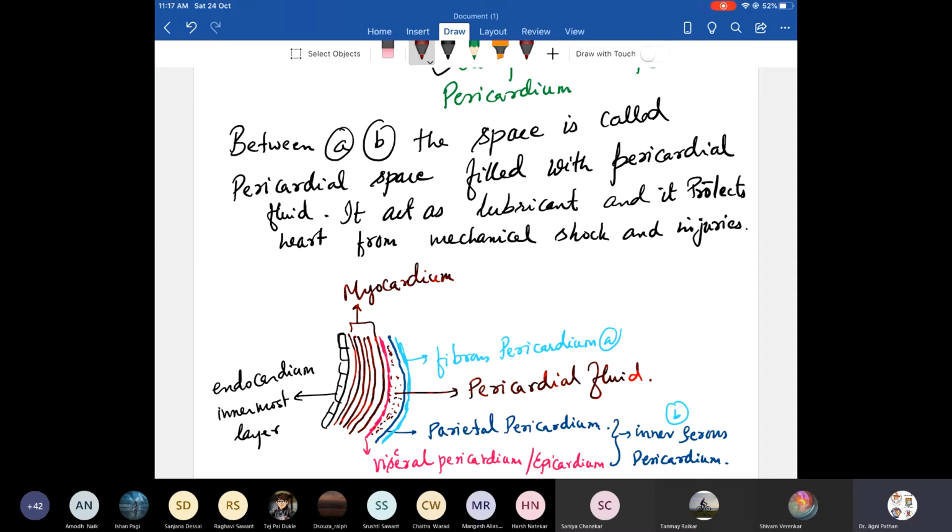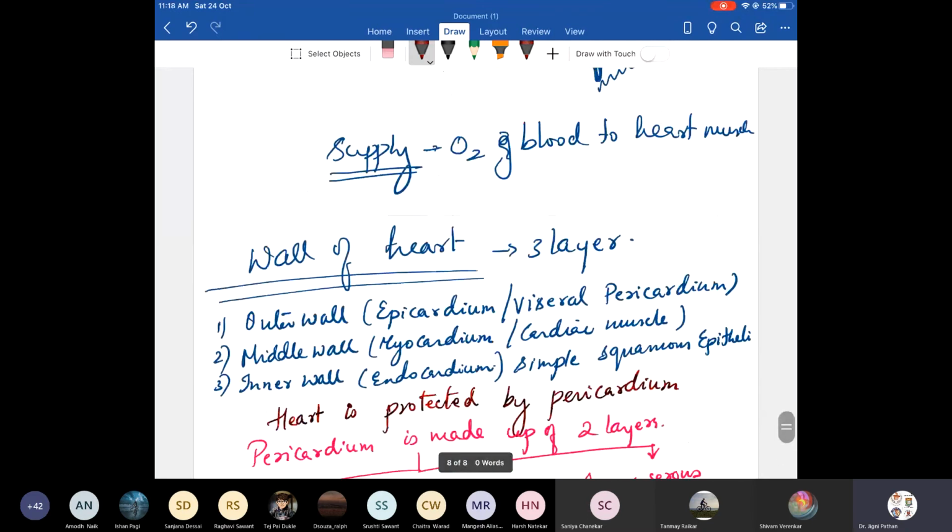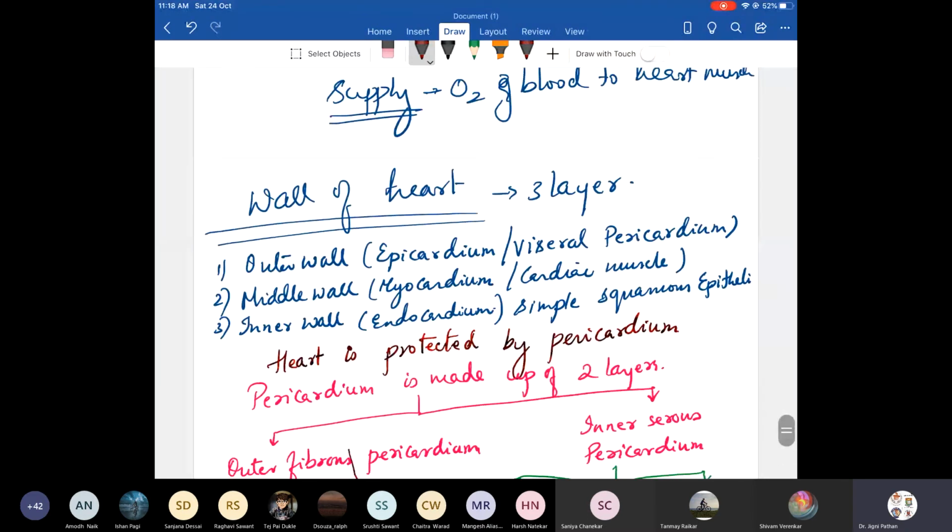The heart is covered by what? The heart is covered by a membrane that is called pericardium. The wall of the heart is made up of three layers. One is the outermost layer, that is epicardium, which is also called visceral pericardium. Remember, epicardium and visceral pericardium are the same, which is the outer wall. Then you have the middle wall, that is called myocardium, and there is an inner wall that is called endocardium, which is of simple squamous epithelial cells.